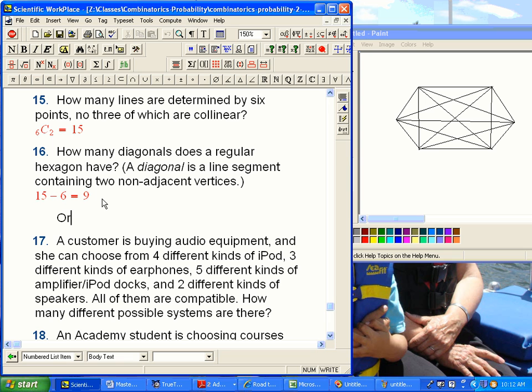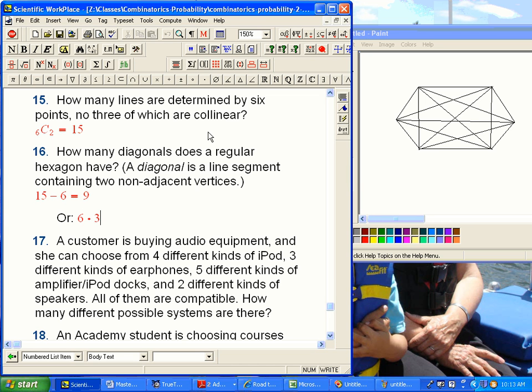Or the other way to do it is go back to basic counting principles again. For each point, for each vertex of the hexagon, there are 3 other points that are connected by diagonals, because I can't connect it to itself or to its 2 neighbors around the edge. So that means we have 6 points for where we start the line.